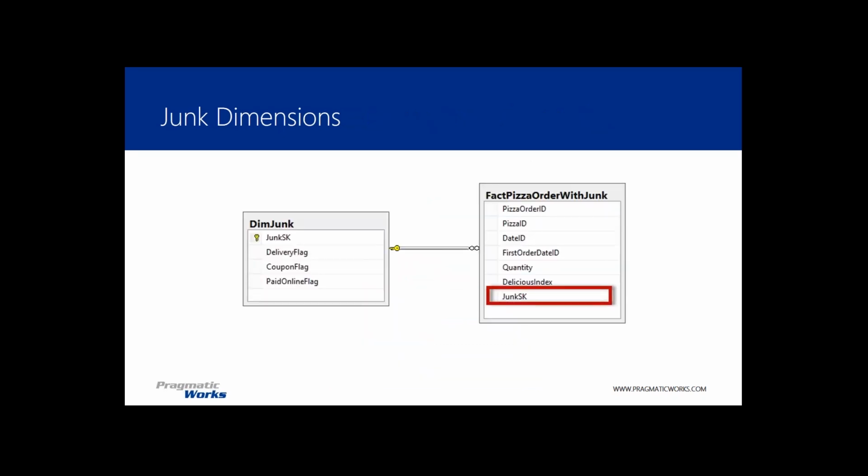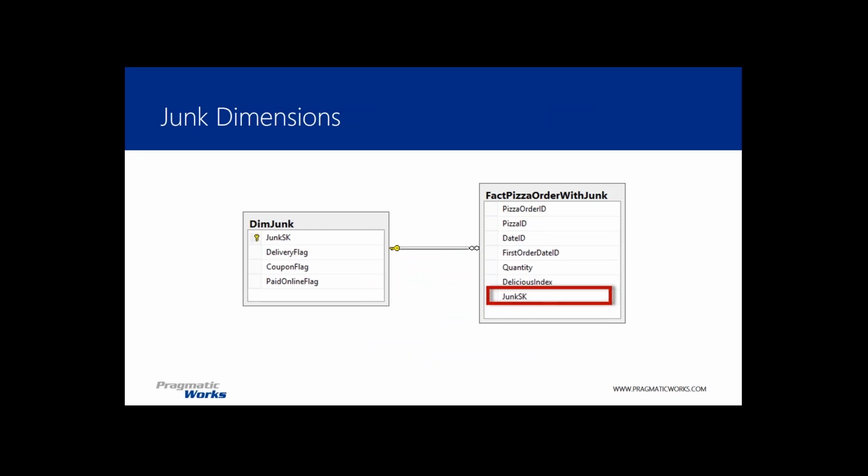The last option, the one we're going to look at how to actually build real quick, is the junk dimension. So all we do is add 1 column into our fact table, junk SK, and then we create a separate dimension. In this case, we're calling it dim junk, and we put each one of those different flags in there in a separate field. So we basically take those 3 fields that we would have stored inside of our fact table, and we move them into their own dimension.